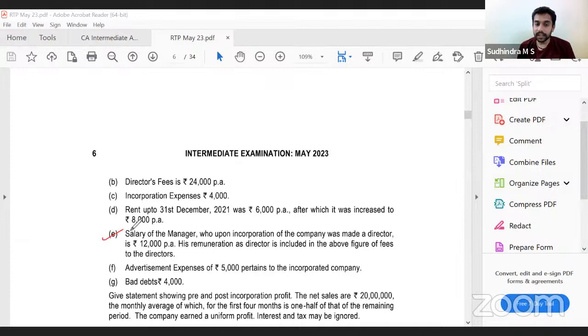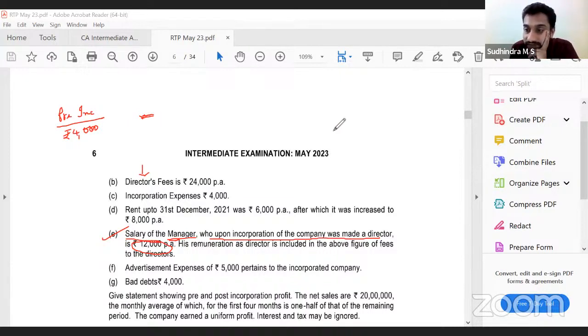Now, what are they telling here? Salary of the manager who upon incorporation of the company was made a director is 12,000 per annum. So before incorporation, for 4 months, he was paid on a 12,000 per annum basis. That means 1,000 per month, 4,000 rupees. So pre-incorporation, he was paid 4,000 rupees. Post-incorporation, he was made a director. His remuneration was already included in director's fees. So as a manager, he will not be paid anything, nil.